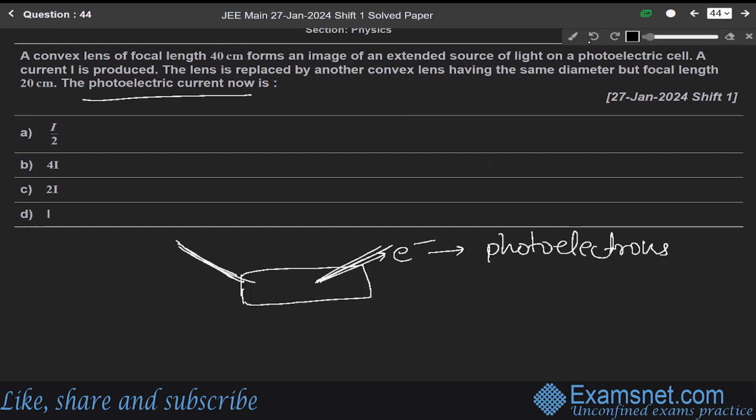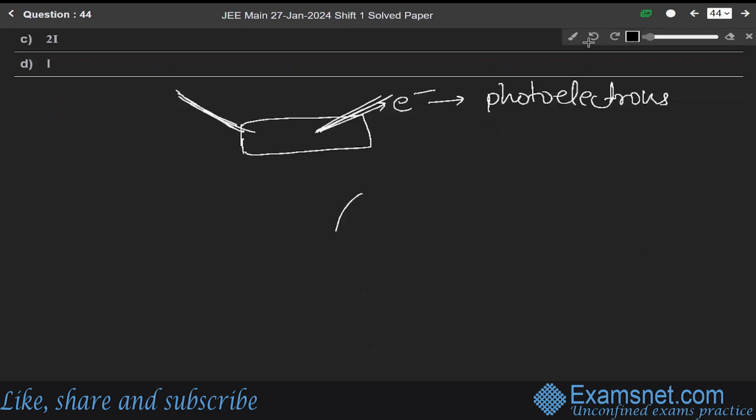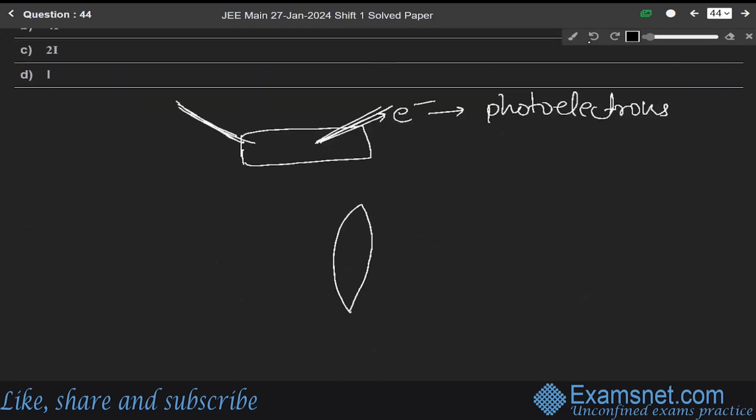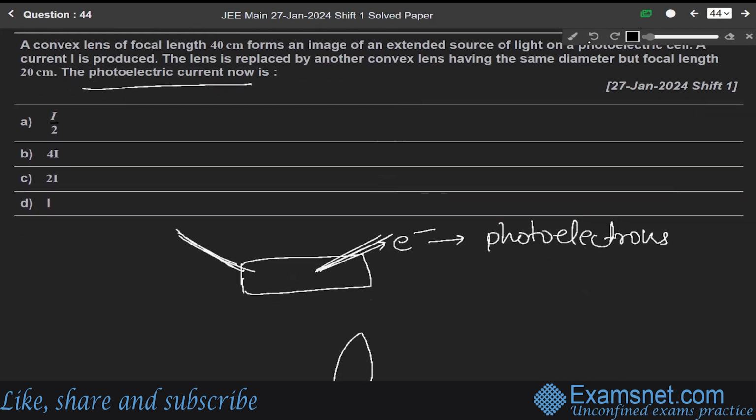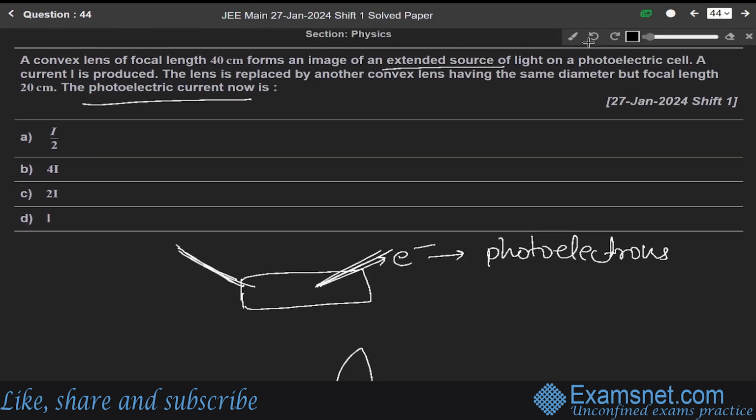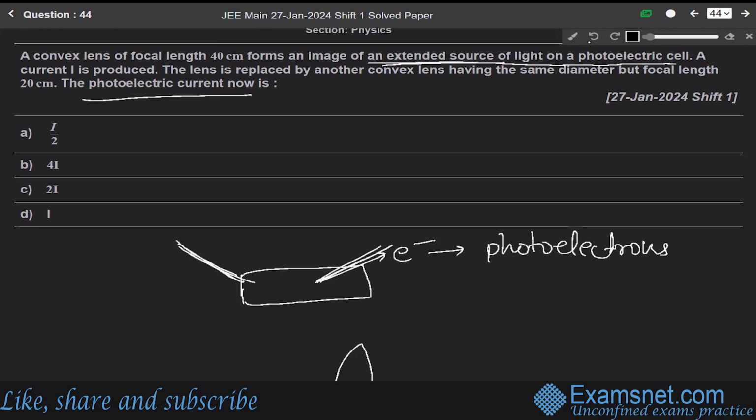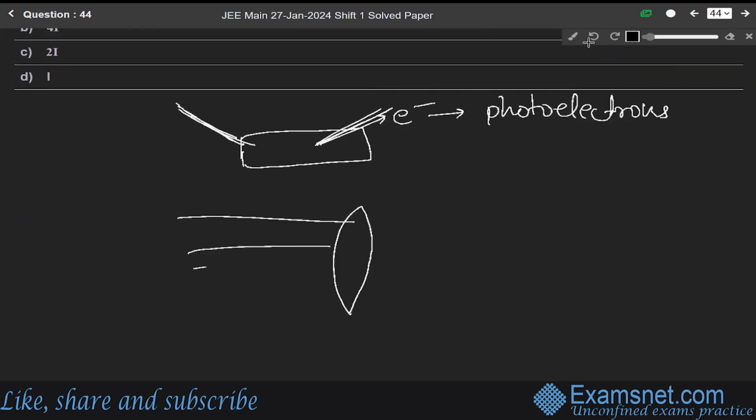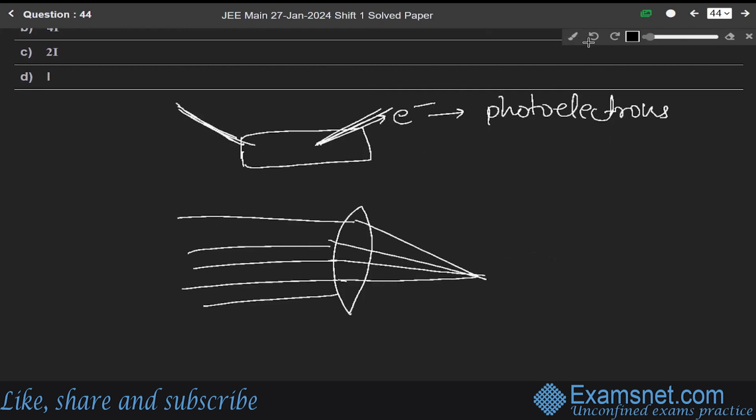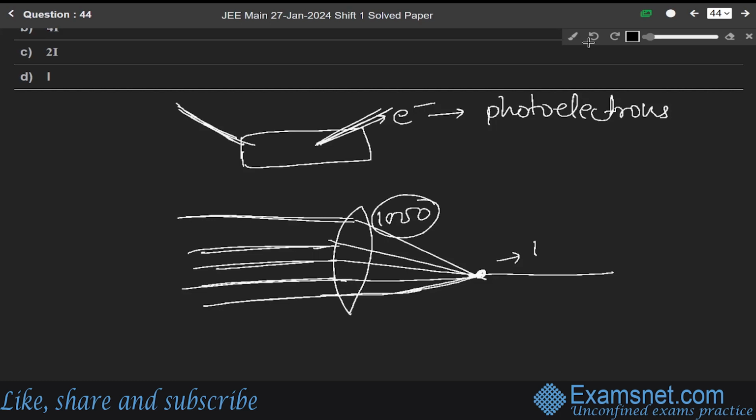Okay, now it is saying that there is a convex lens whose focal length is 40 centimeter, and it is forming an image of an extended source of light on a photoelectric cell. Let us say the photons are coming like this and they are focusing at a point, and its focal length is given as 40 centimeter. Let us say if 1,000 photons are incident here, the number of electrons ejecting from it will be 1,000.